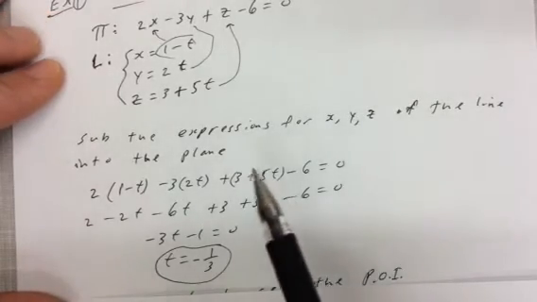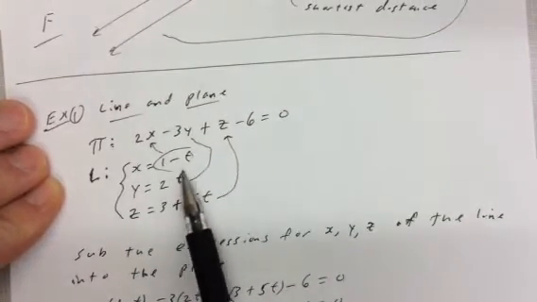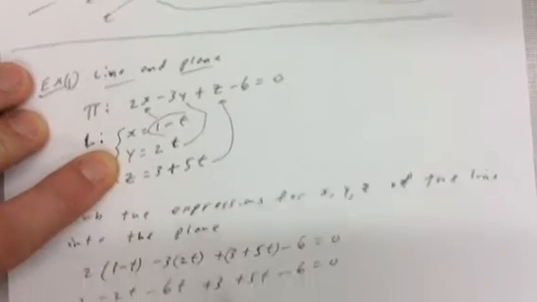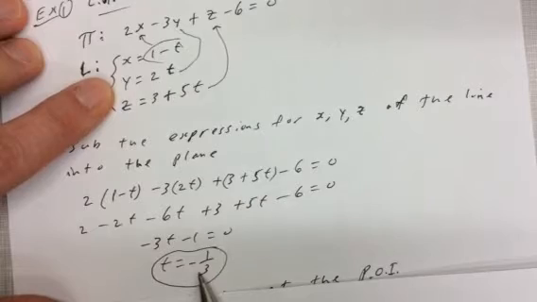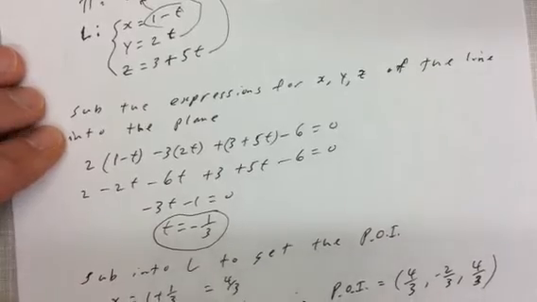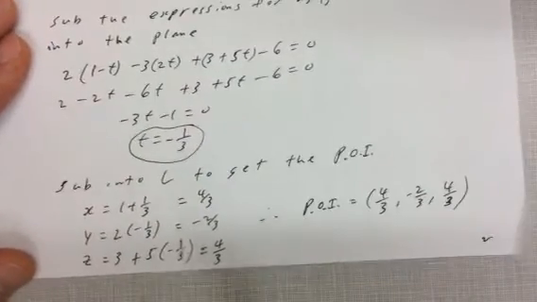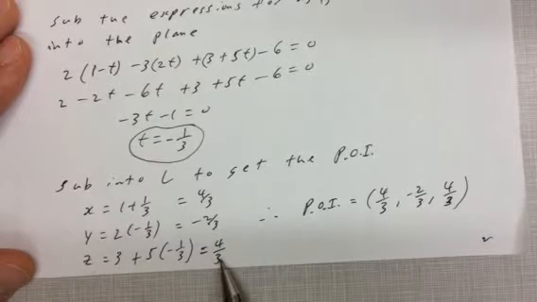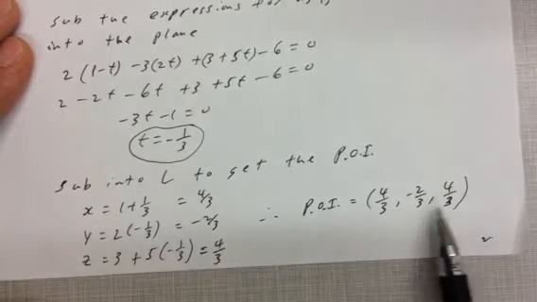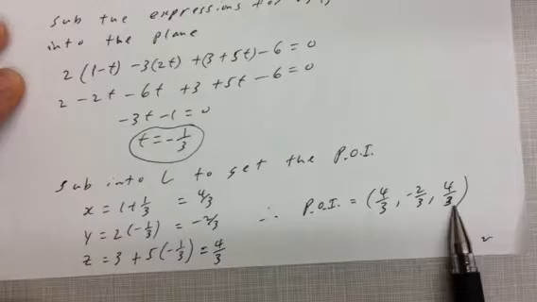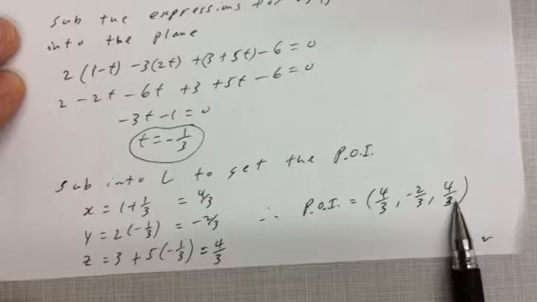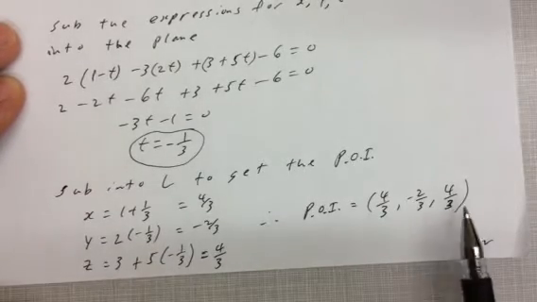Once you have t, you can go back up to the line and notice that if t is a specific value, you're going to get a point on that line. We have t equal to negative 1/3. If we sub that into the line, we will get the point of intersection. Just by evaluating, we get the point of intersection is 4/3, negative 2/3, and 4/3. You can check this. You can sub this into the equation of the plane for x, y, and z and check that it works.